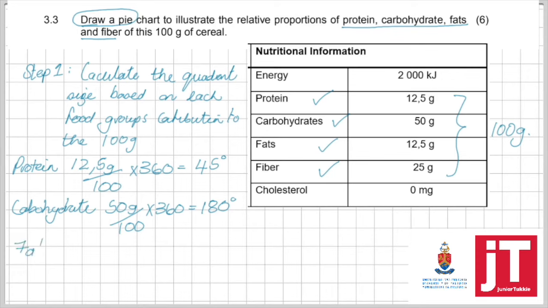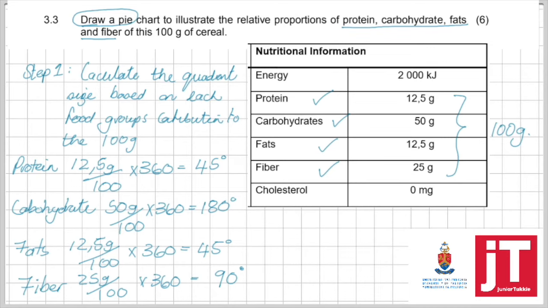I'm going to be doing the same for fats, which is also going to be 12.5 grams of the 100. And then I am again going to be doing this with the fiber contribution. Once I have done my calculations for each one of these contributions, my protein, carbohydrates, fats, and fiber, I need to make sure that all of these calculations are present in my answer book.